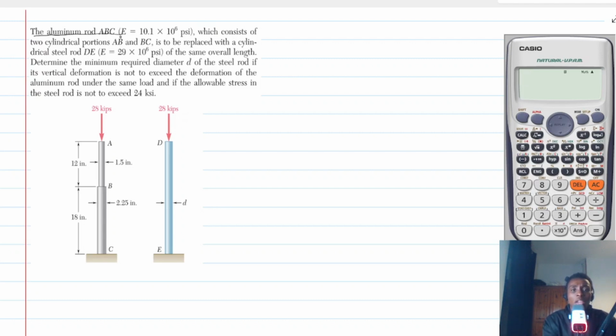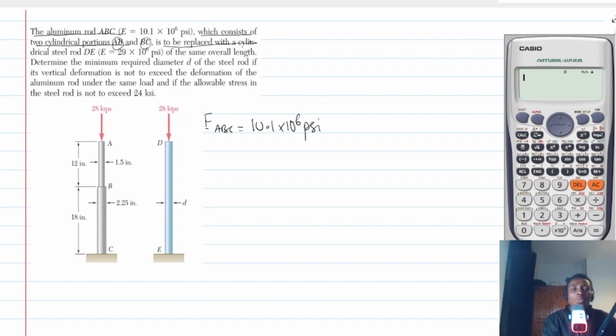So the aluminum rod ABC, so this is the aluminum rod, is having Young's modulus as 10.1 times 10 to the power 6 psi, which consists of two cylindrical portions of AB and BC. So AB is the first part, or the upper or the top part, and the down part is the BC.